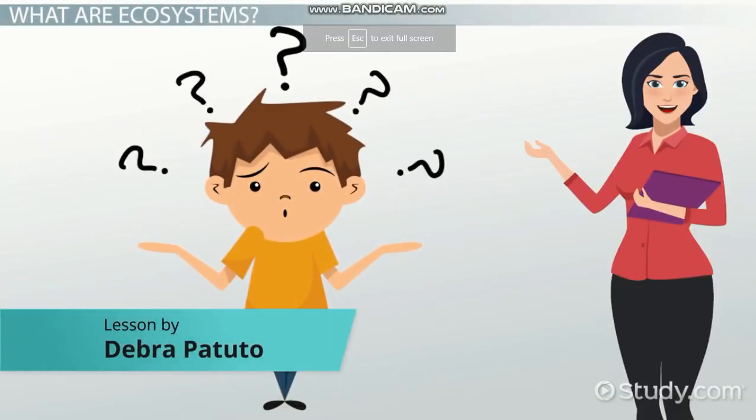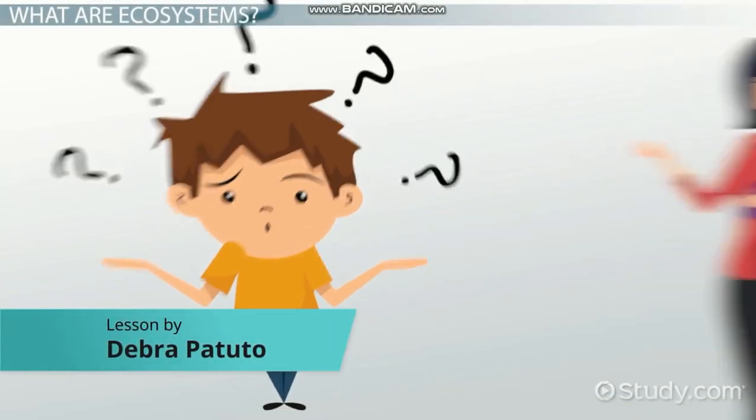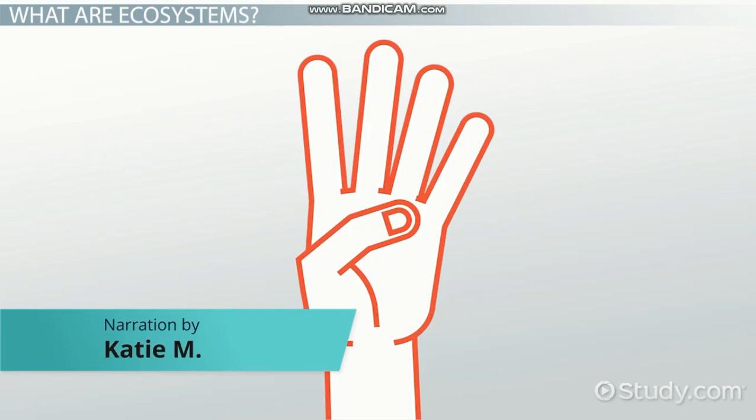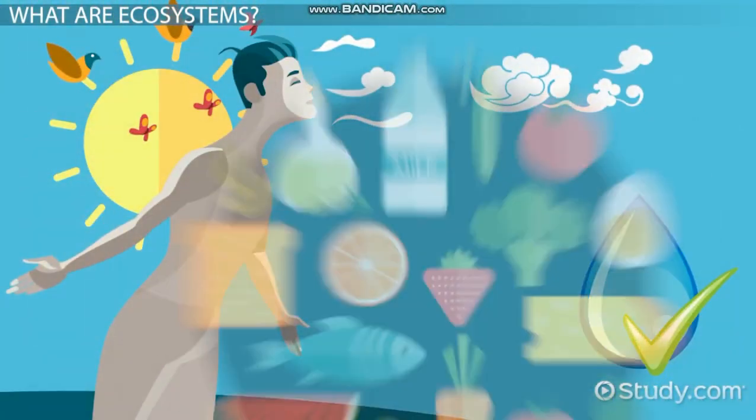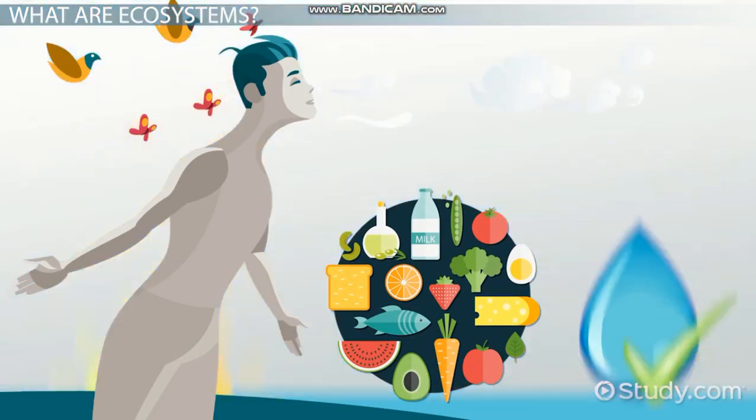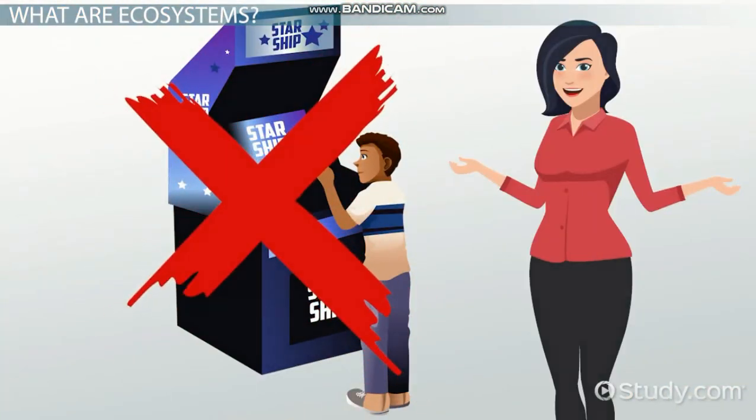Can you think of some important things that you need in order to survive? There are 5 things that all living things need, and they include sunlight, water, air, food, and a habitat with the right temperature. Sorry, video games are not on the list.